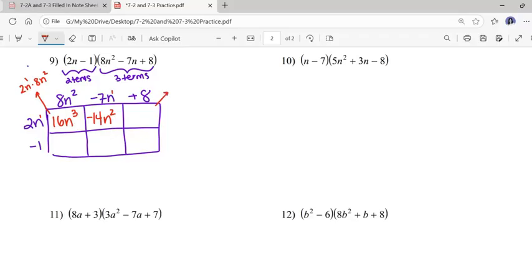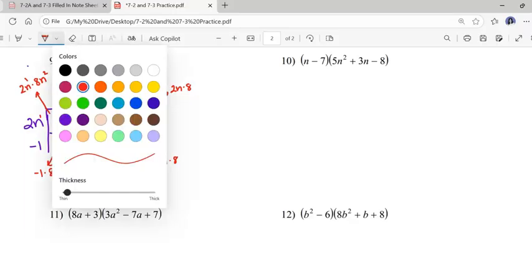In the next box, I have the 2n times 8, which gives me 16n. In this bottom box, I have negative 1 times 8n squared, which just becomes negative 8n squared. Then I have negative 1 times negative 7n, which becomes a positive 7n. And in the last box, just remember to multiply these, not add. Negative 1 times 8 is negative 8.